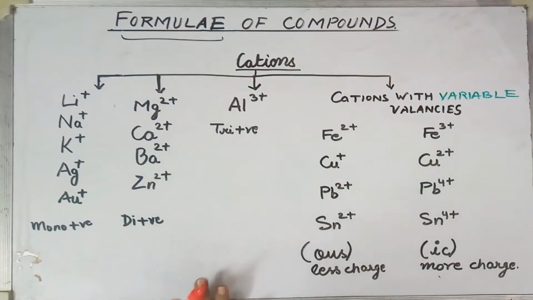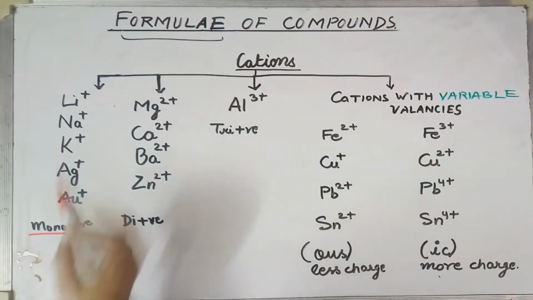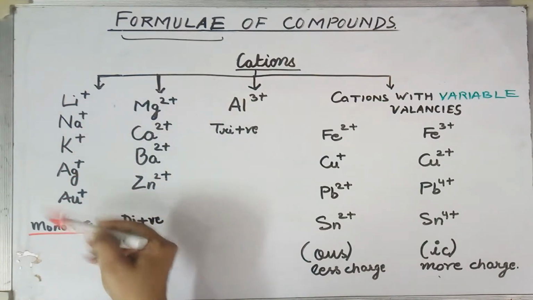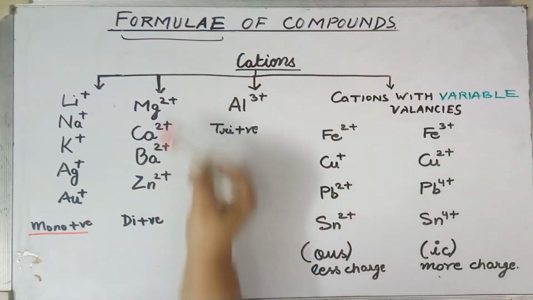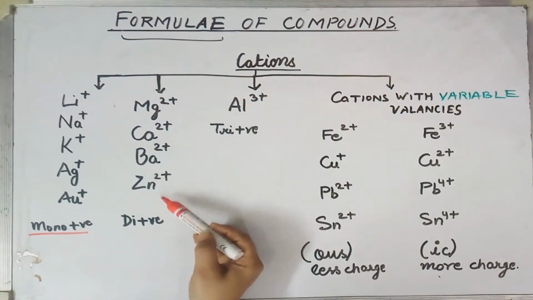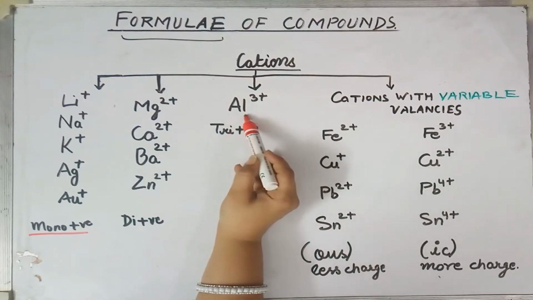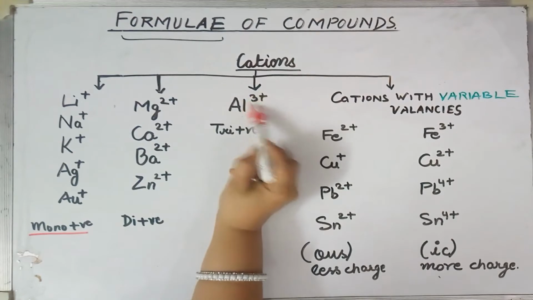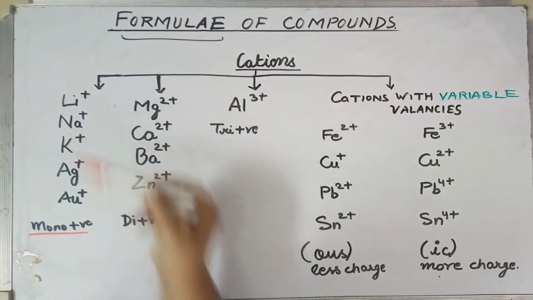Let us see the list of cations. Here you can see there are various cations which have only one charge on them. One positive charge means the loss of one electron. Here you can see the cations which have two positive charges on them, which means they have lost two electrons. And here is aluminium, the most common tripositive ion, having three positive charges, which means it has lost three electrons. So let us discuss them one by one.